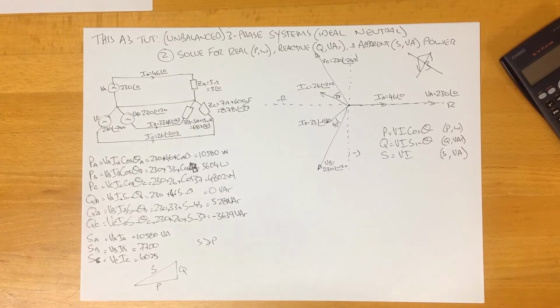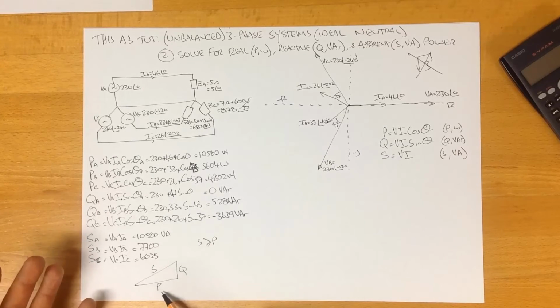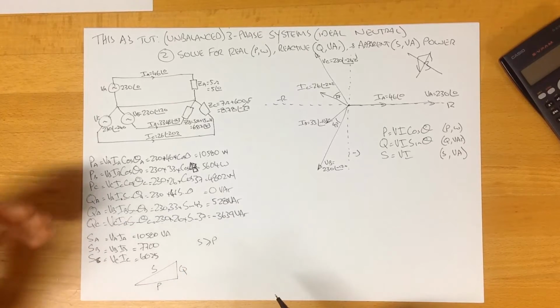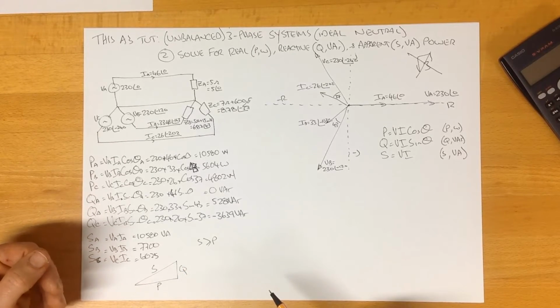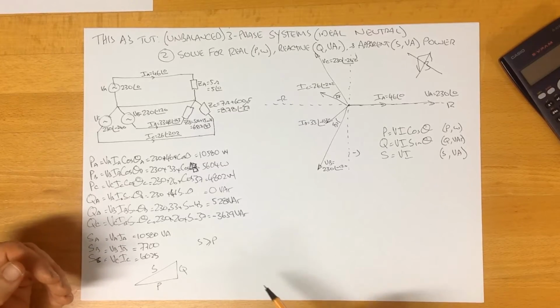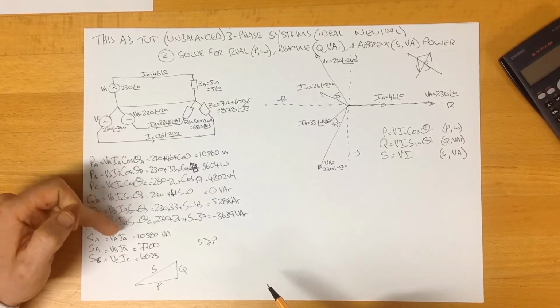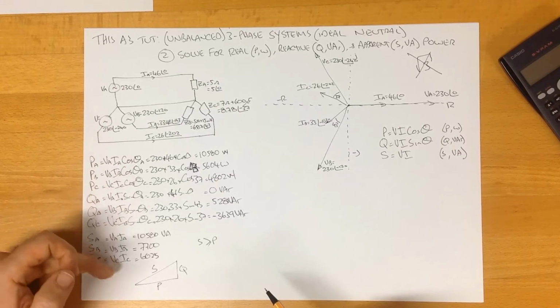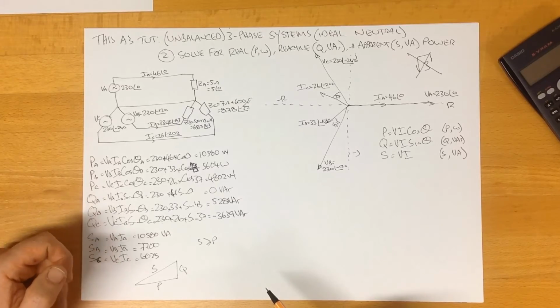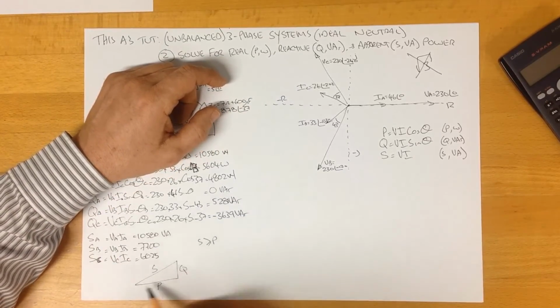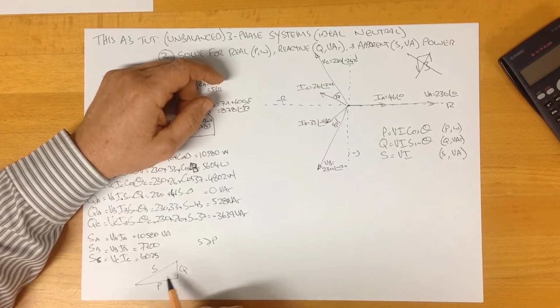But we still haven't got the total power in the system. We need to find the total real power, the total apparent power, the total reactive power. Can we simply go through and add all of these up? The answer is yes and no. We can add all the real powers up and all the reactive powers up, but we can't add all the apparent powers up, because we're going to build up a series of power factor triangles for each of these phases.